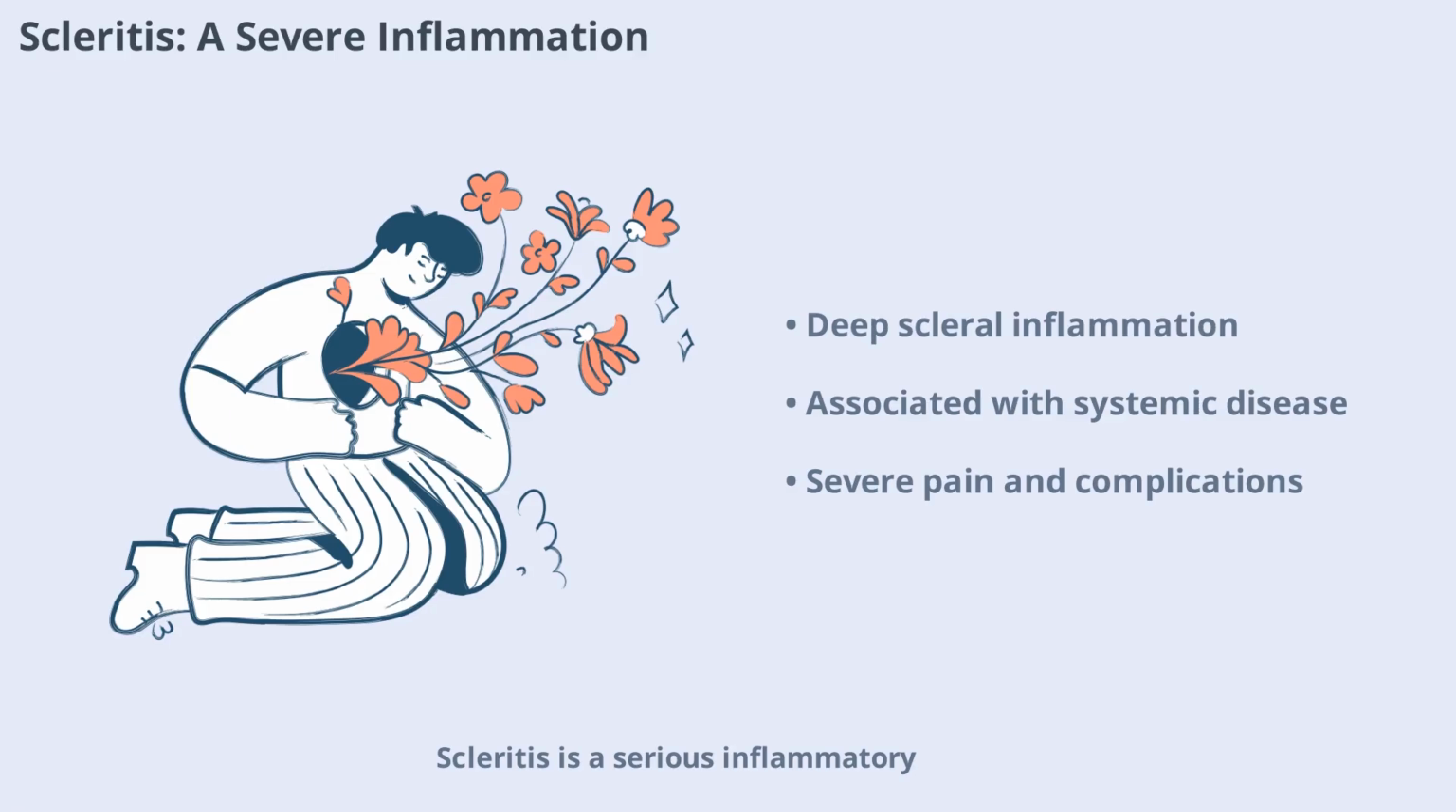Scleritis is a serious inflammatory process affecting the deep scleral tissue, often bilateral and more common in women. It is frequently associated with systemic diseases such as rheumatoid arthritis, tuberculosis, or viral infections. Scleritis can be very painful and may lead to significant ocular complications if not treated promptly.